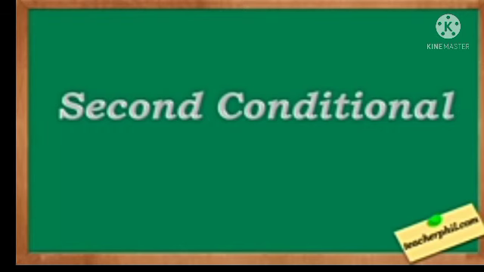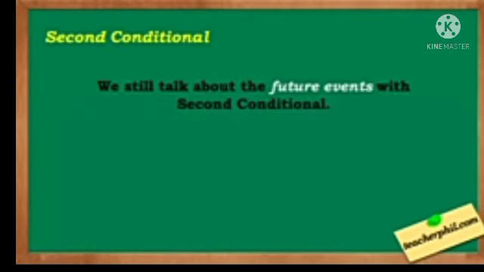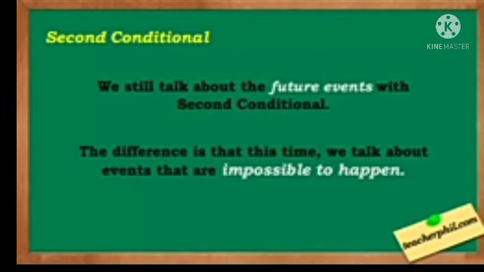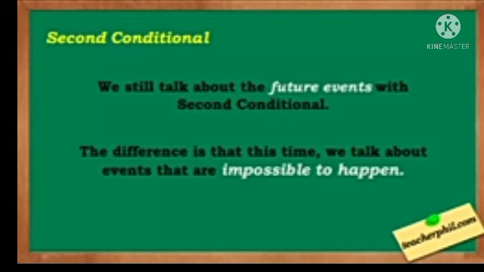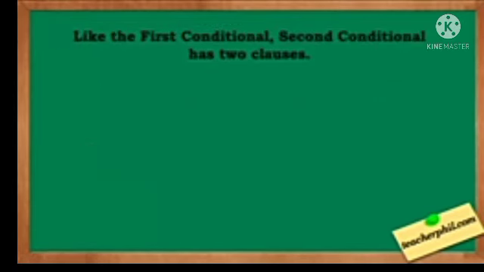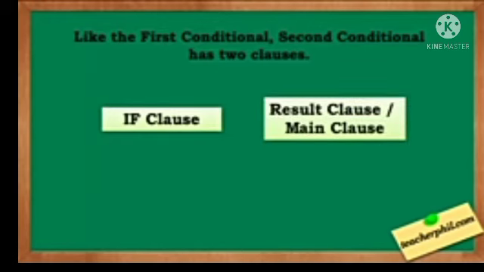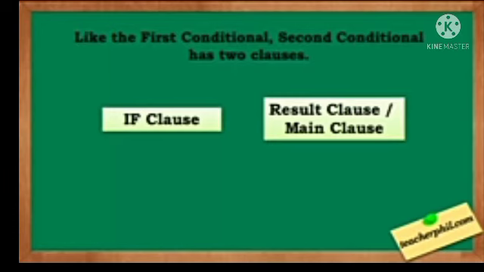Now come to the second conditional. We use type 2 conditional to express an imaginary situation in the if clause and think about its imaginary consequence in the main clause. Though past tense is used, the reference is not to past time. So type 2 conditionals often state the impossible. The form is if plus past tense plus would plus verb. Like the first conditional, the second conditional has 2 clauses: the if clause and the result clause, or you can say the main clause.